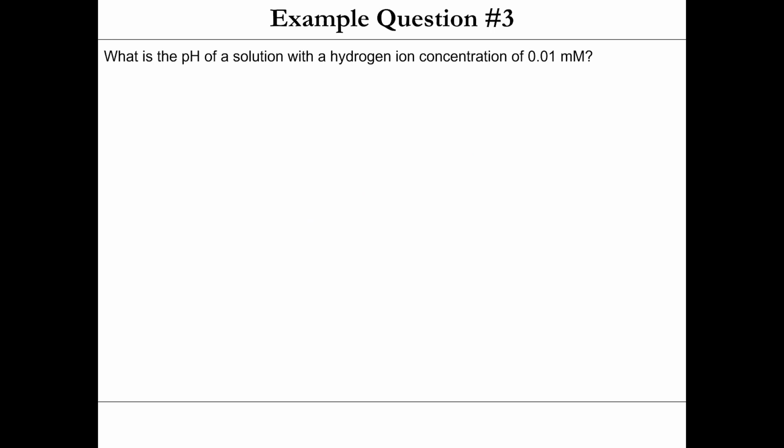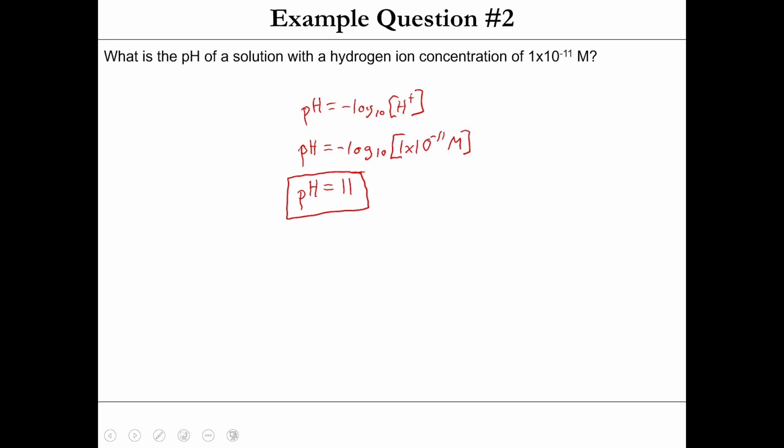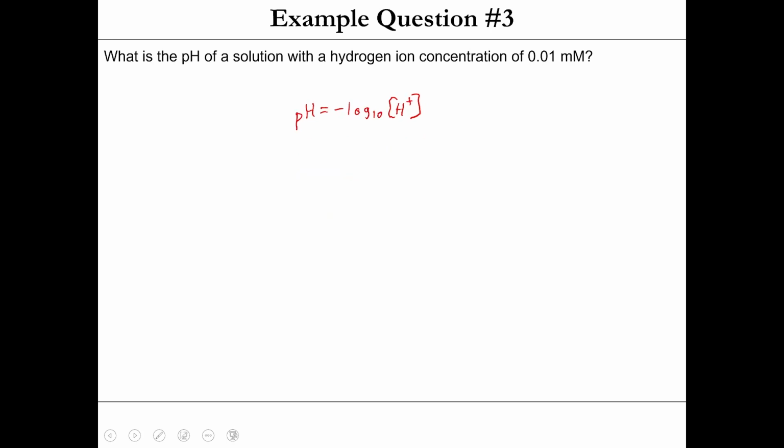Okay, so question number 3. This one's pretty much the same, except I'm going to ask you to convert from millimolar to molar. So the question is asking, what is the pH of a solution with a hydrogen ion concentration of 0.01 millimolar? So again, we're just going to use that same equation we were using before. I really want to drill this into you. So pH equals negative log 10 of the proton concentration. But this proton, so we want to plug in our number into the proton concentration, but remember the proton concentration relating to pH has to be in molar, and right now we have it in millimolar.